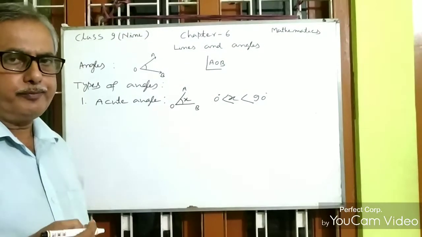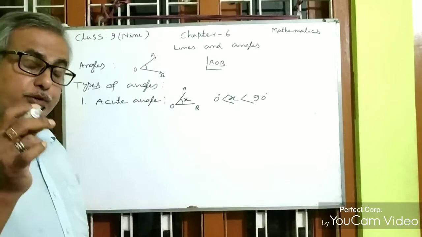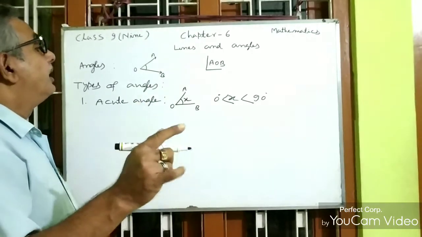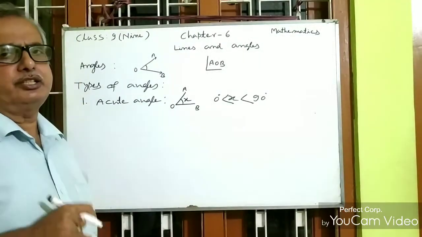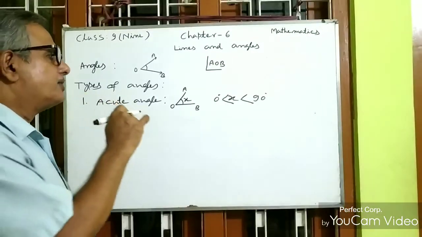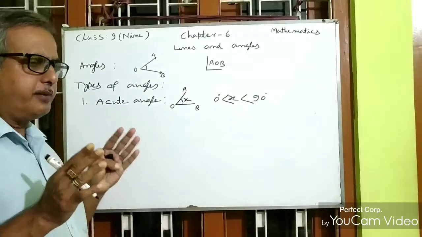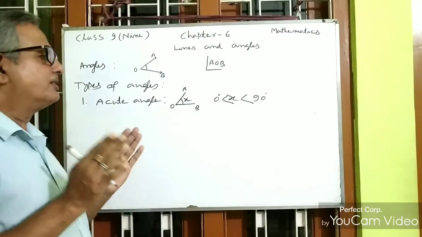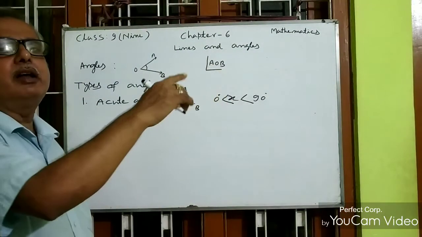For example, 60 degrees is an acute angle, 30 degrees is an acute angle, 10 degrees is an acute angle, because these are all less than 90 degree but greater than 0 degree. So you came to know acute angle means the angle which is greater than 0 degree but less than 90 degree.